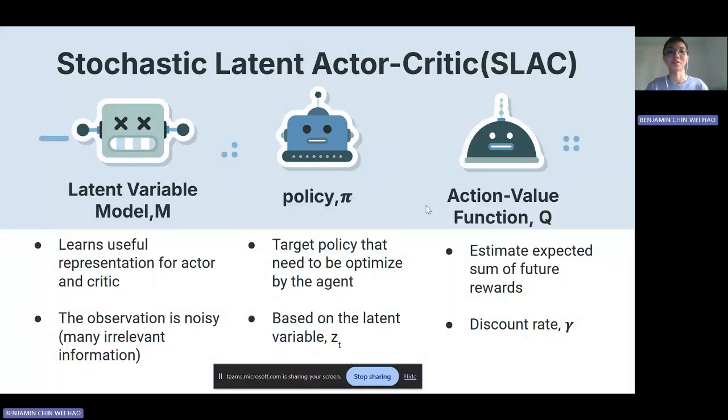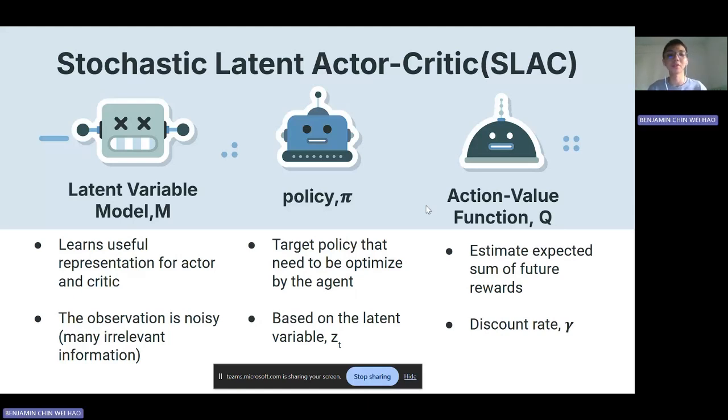So today we at Xiang will be discussing the methodology for this paper. The algorithm used for this paper is called Stochastic Latent Actor-Critic, or SLAC for short. It consists of three main components: one is the latent variable model, another is the policy, and also the action value function.